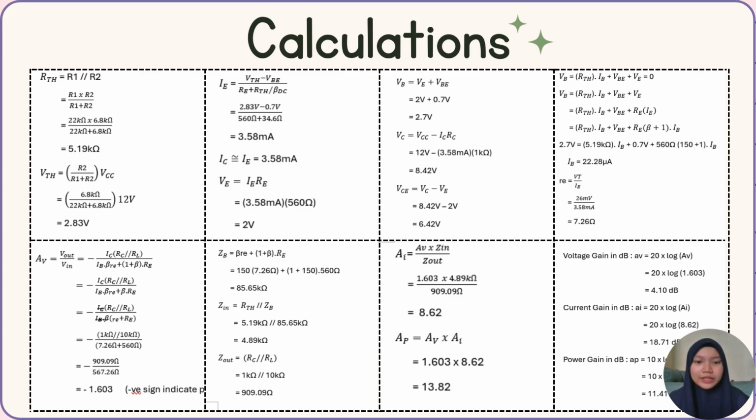To find AI, we use the formula AV times Zin divided by Zout. So we get 8.62. Next is AP equal to AV times AI, we get 13.82. And lastly, we also calculate the gain in decibel. For AV, we get 4.10 decibel, while the current gain is 18.71 decibel, and lastly the power gain in decibel is 11.41 decibel.